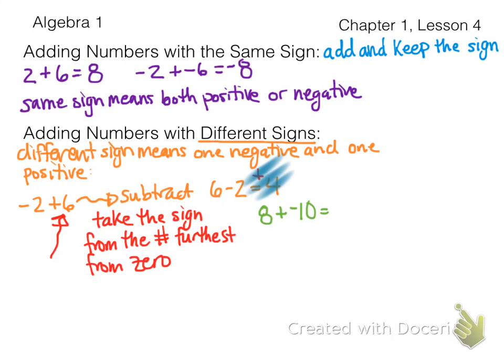All right, another example: 8 plus negative 10. We're going to subtract 10 minus 8, which is 2, and since the 10 was furthest from 0, it's going to donate its sign to the 2. So the answer is actually negative, because the 10 was furthest from 0 and the 10 was negative.